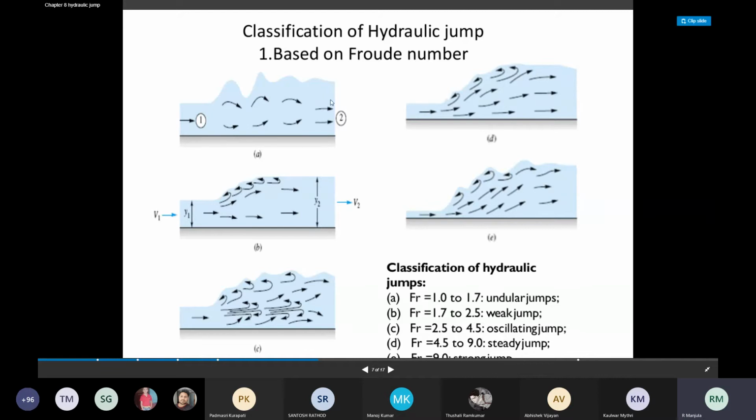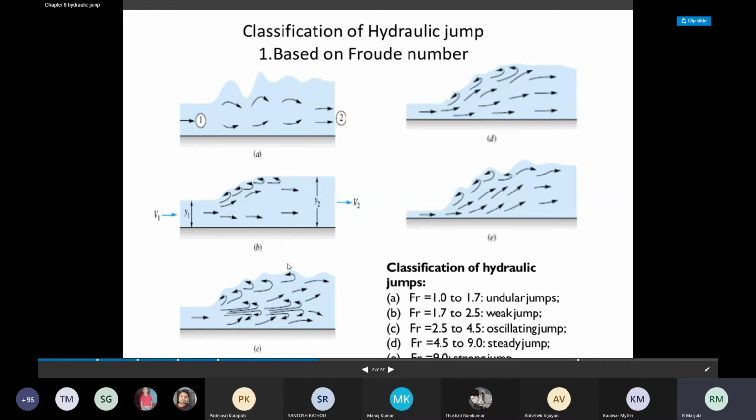So you can see sections 1 and 2. There are undulations or variations in the flow. This is called an undular jump. The first one is the undular jump. The second, where the Froude number is from 1.7 to 2.5, is called a weak jump. There is a jump, but it is very weak, and there are not many wake formations or vortices. These vortices are not formed that much, but still there is a jump.